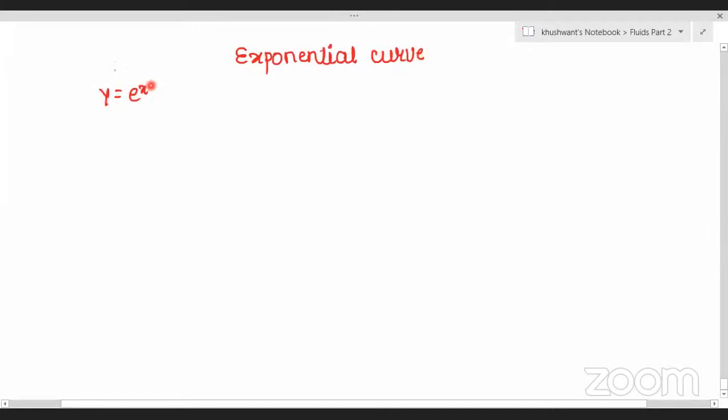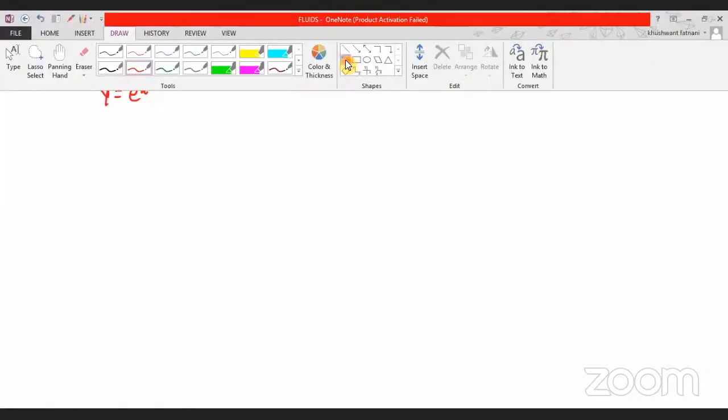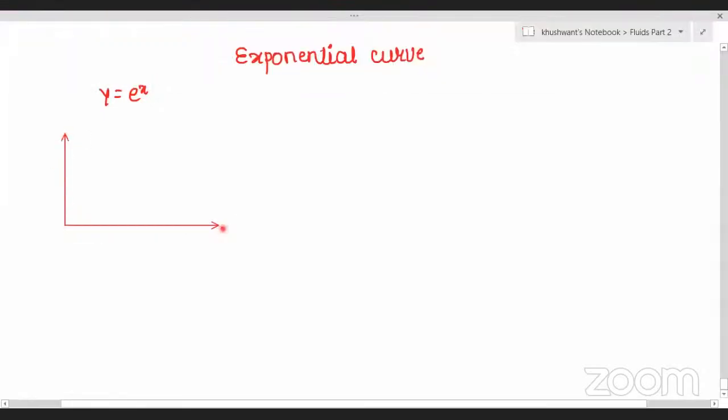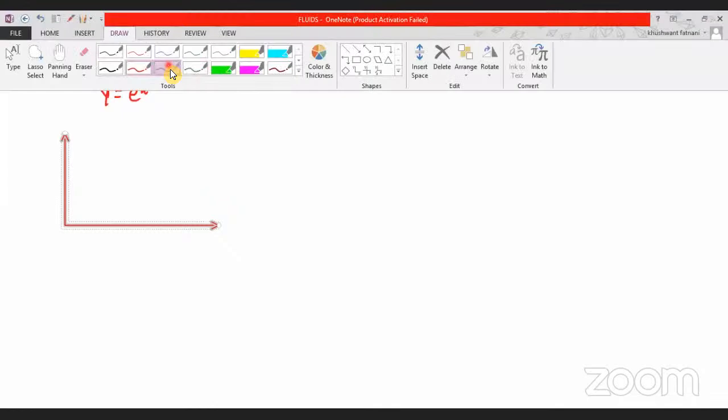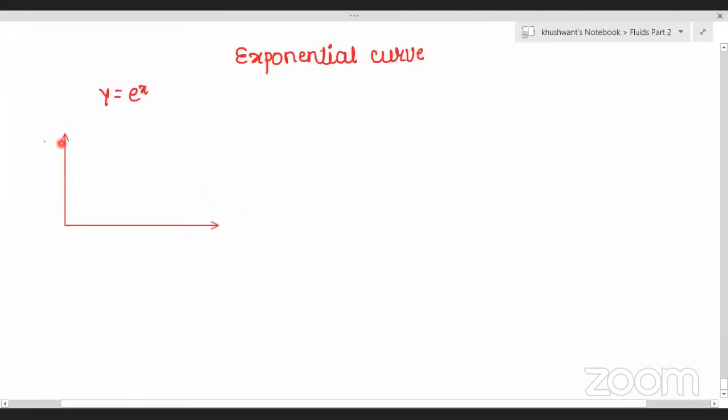What kind of curve will this be? Over to you, Makesh. Will this curve be rising or will it be falling? Yes, Makesh. e power x. What do you think? Is it a rising curve or falling curve? Rising, sir. Very good.